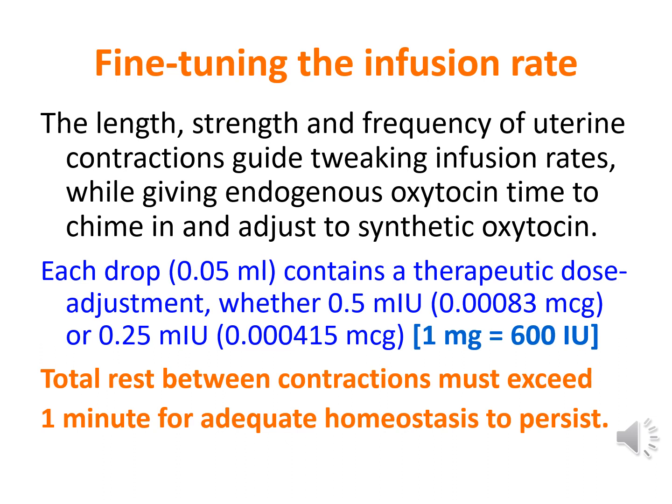0.00083 micrograms, or 0.25 mIU, which contains 0.00415 micrograms. These tiny doses are sufficient because only 1 milligram contains 600 international units of synthetic oxytocin. Total rest between contractions must exceed 1 minute for adequate homeostasis to persist.